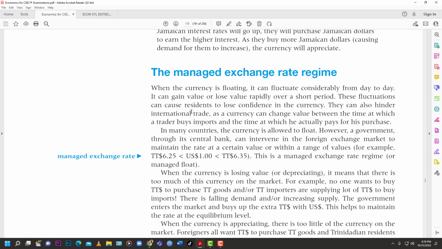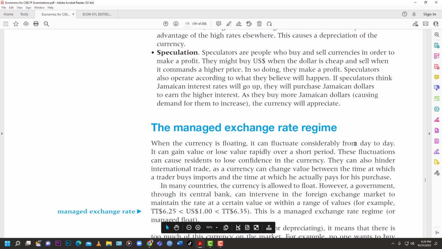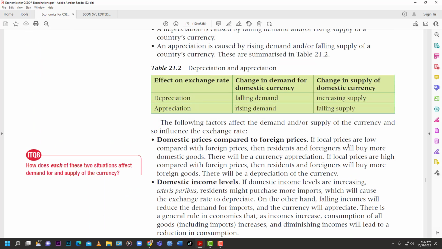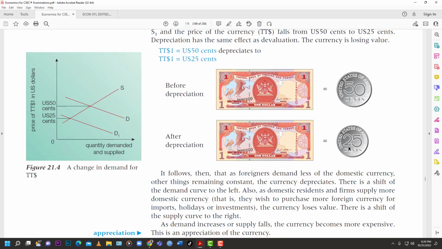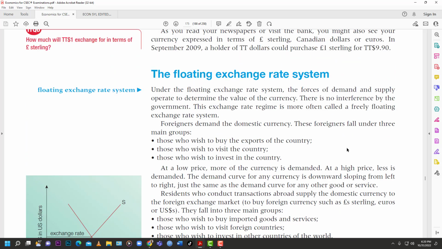And so the government, through the central bank, can intervene in the foreign exchange market to maintain the rate at the value that they want, the range, right? So they can jump in and influence the rate of exchange for those two particular currencies. So that is what those three systems entail: the fixed exchange rate, the floating exchange rate, and the managed exchange rate. Those are the three major exchange rate systems.